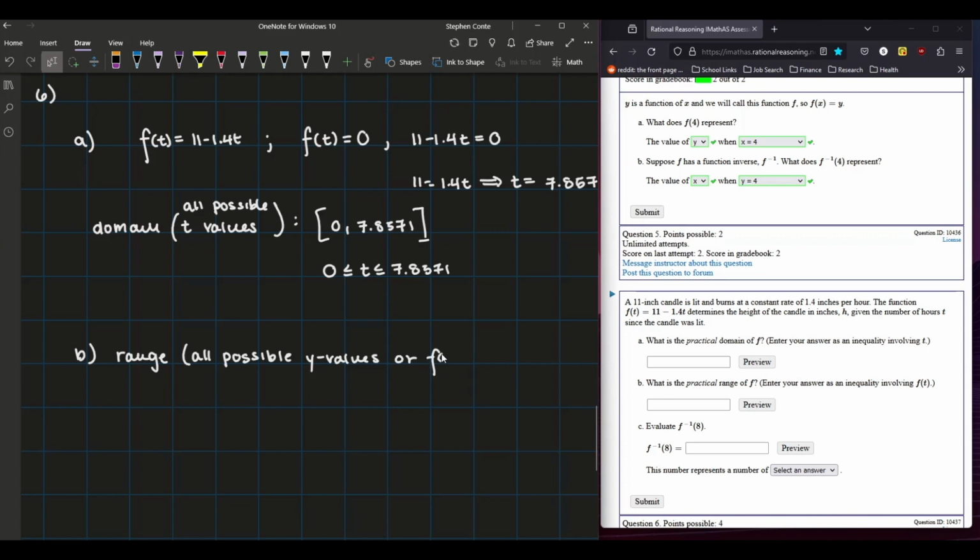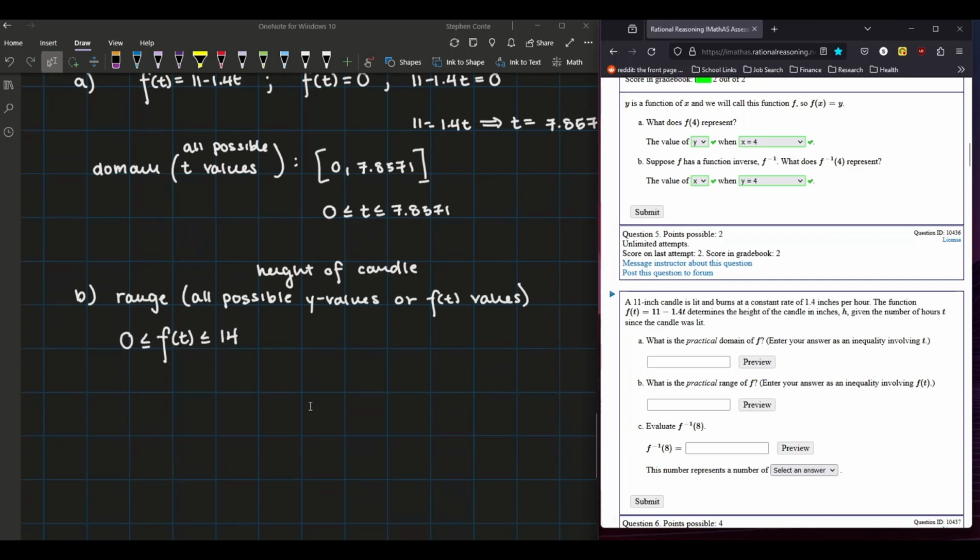or f of t values, which in our case is all the heights of the candle, right? So the candle starts off 11 inches tall and ends being 0 inches tall, right? Because it gets completely burnt out. So that means that 0 is less than or equal to f of t, which is less than or equal to 14, which says that our interval, our range, is between 0 and 14 for the y values. Okay.